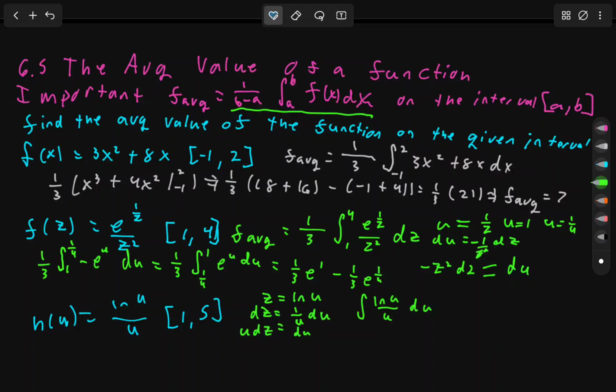Oh wait, give me one moment. I need to real quickly find the bounds. So in z, this is going to give us the natural log of 1, which is 0, to the natural log of 5. So we're going to get the integral from 0 to natural log of 5 of z dz.